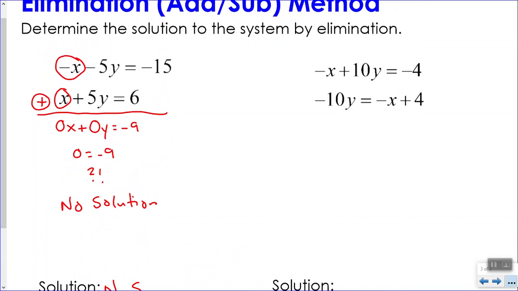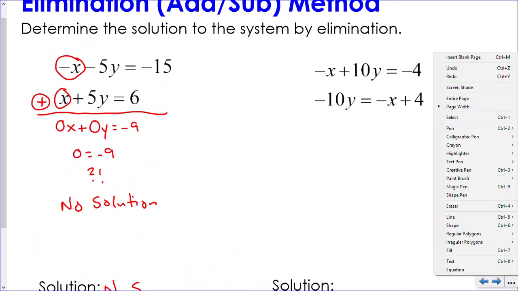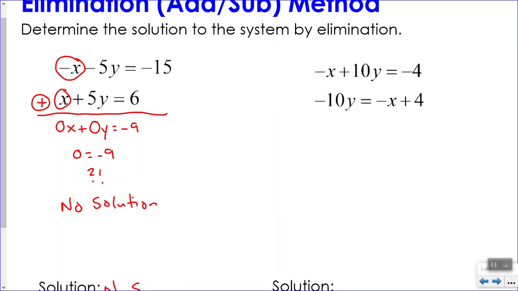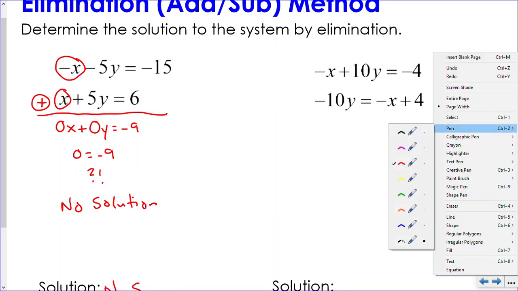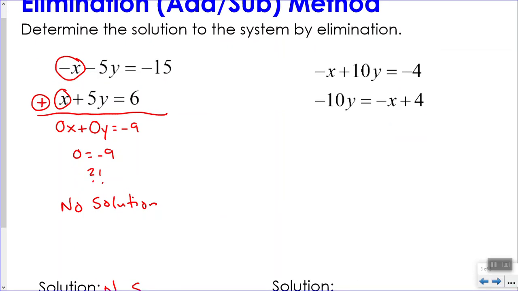If we look at the second system on this page, these aren't nicely organized for us yet, so we have to actually rearrange the terms so that the x's line up vertically, the y's line up vertically, and the constants line up before we can do any sort of eliminating. So my first equation looks good. I just need to rewrite my second equation. So we have negative x plus 10y equals negative 4. And now if we slide this x term over, we have positive x minus 10y equals 4.